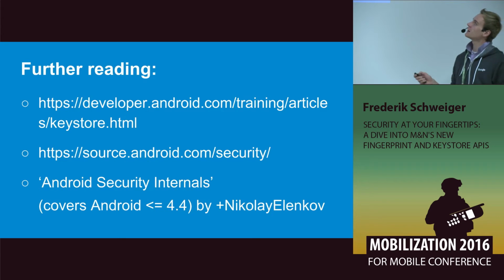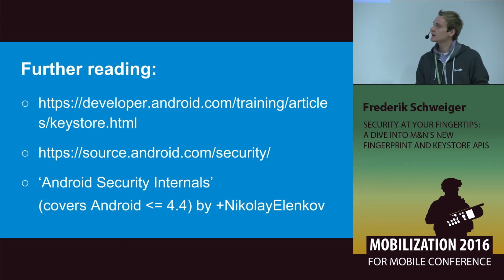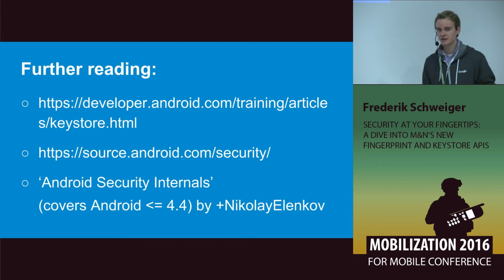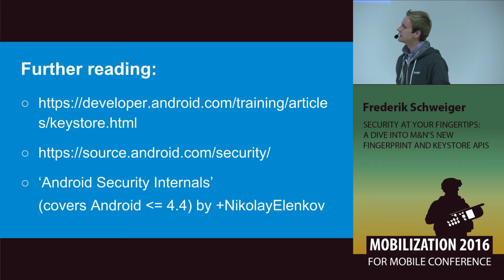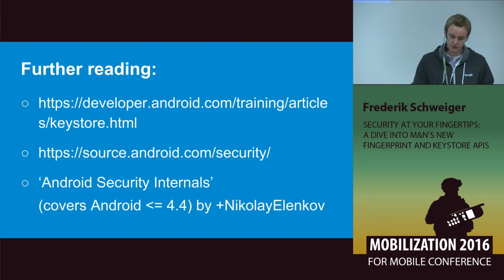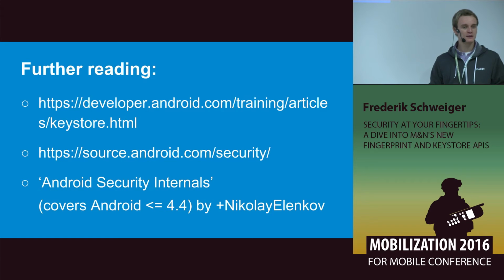For further reading, I would recommend the developer pages and the Android source pages, which are quite interesting to read through, because it's all the info the device manufacturers get in order to implement those security features on Android. Another great book, which unfortunately only covers Android 4.4 and lower, is Android Security Internals. For the people here who are really into security and want a deep dive into how security works under Android, just check this one out.